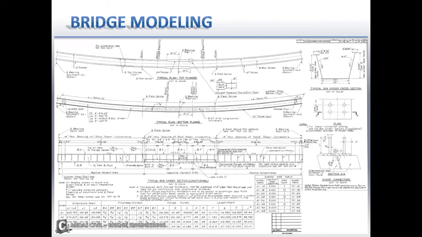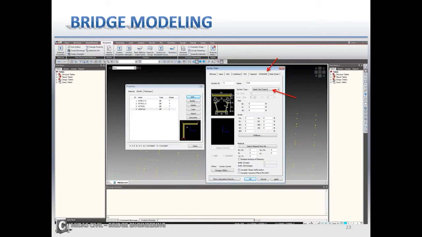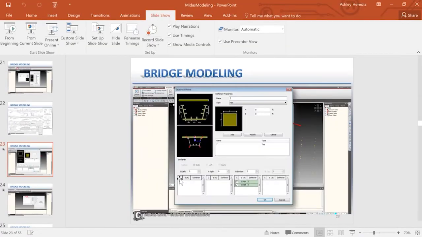Alright, so now we're going to go again into the Properties tab, and you're going to select Section Properties and click on Add. And now you're going to go into the Composite section, and you're going to click on Steel Tub Type 1. That's the girders that we have for our structure. Here, I'm going to go into MIDAS now, so I just want to point out a couple of things.